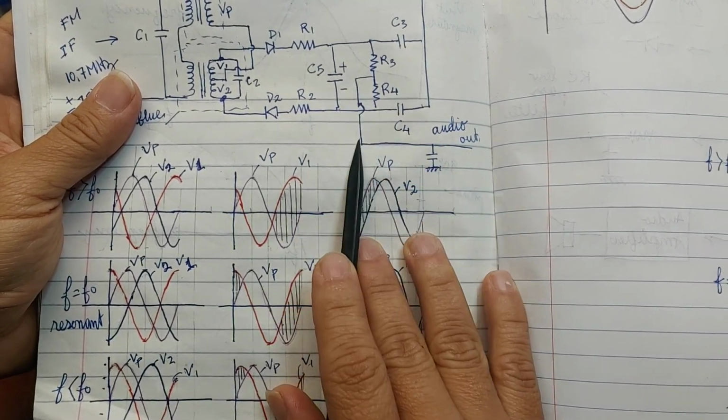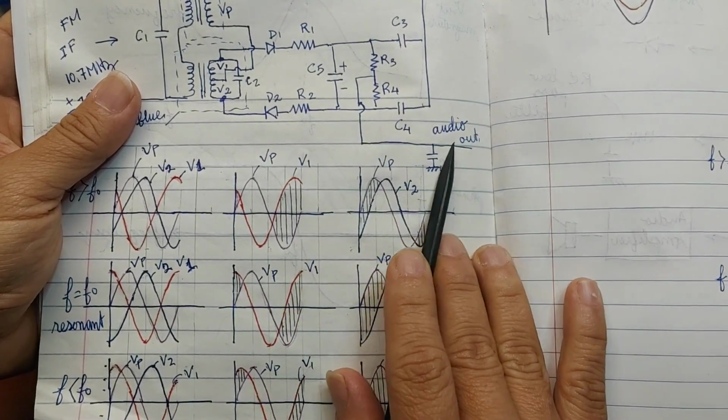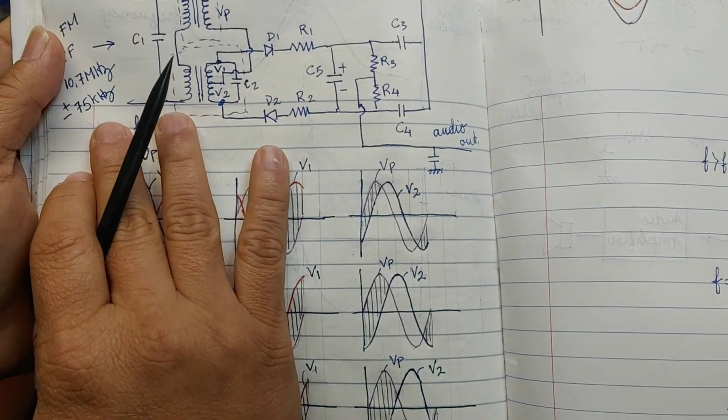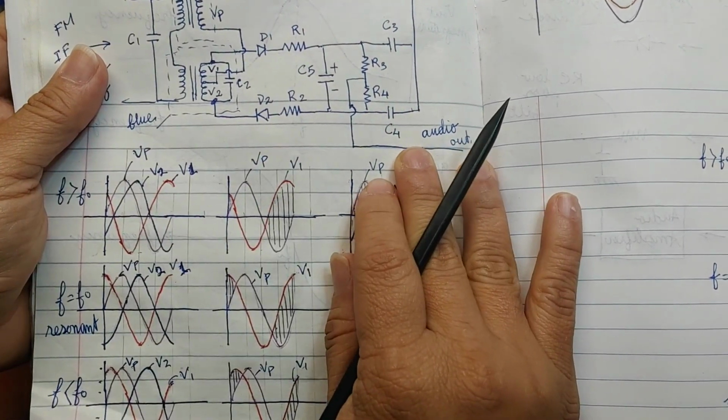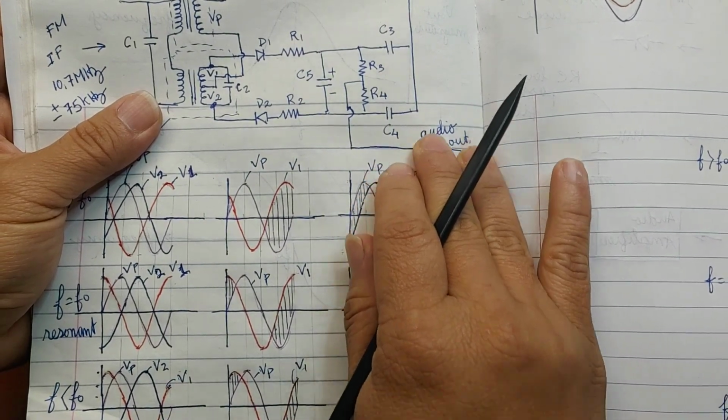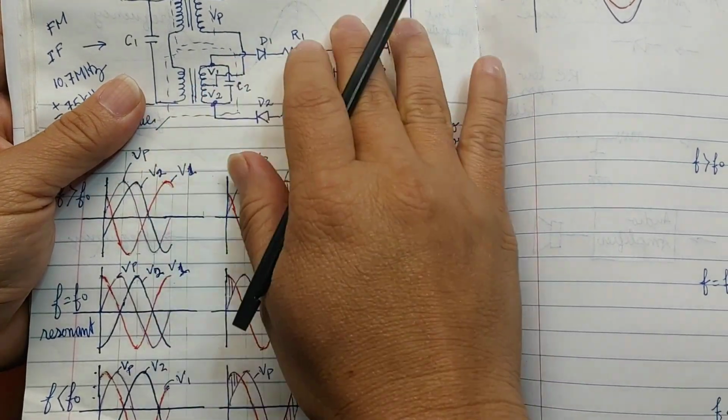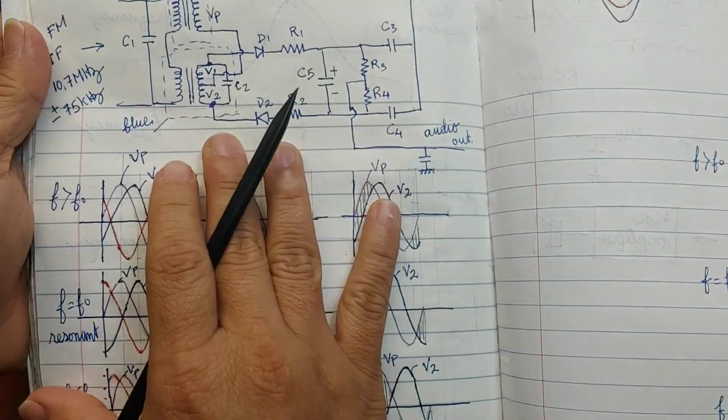And that voltage is connected to the audio amplifier. So we have the signal of variation of the frequency coming in, and we have the signal of the amplitude variation coming out here. So that is how the FM detector circuit works.